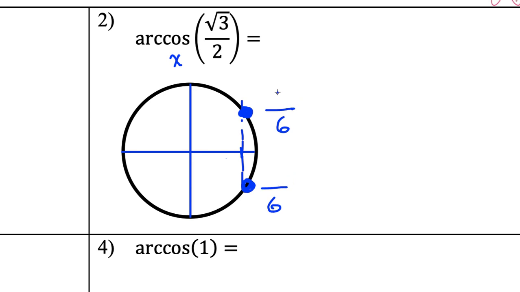So I'll come back over here. This is just pi over 6. This used to be 12 pi over 6, and I subtract one of those, so 11 pi over 6. And those are our two answers. So I'll rewrite them again. Pi over 6 or 11 pi over 6.